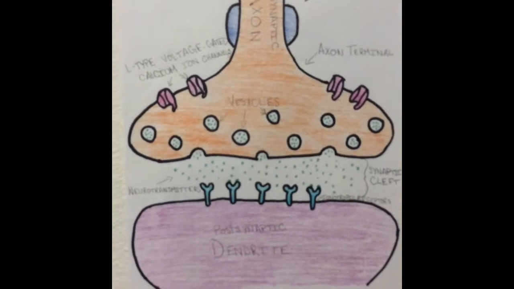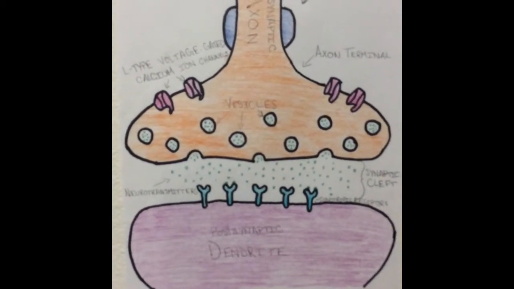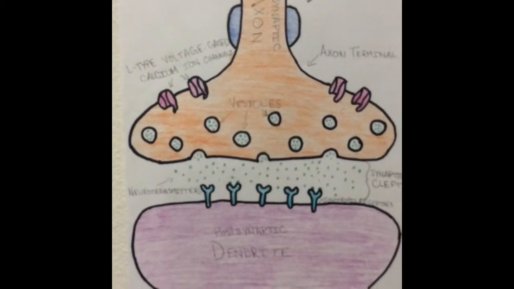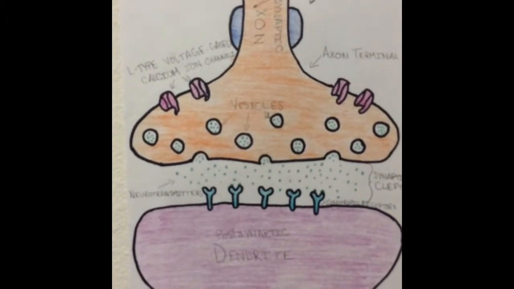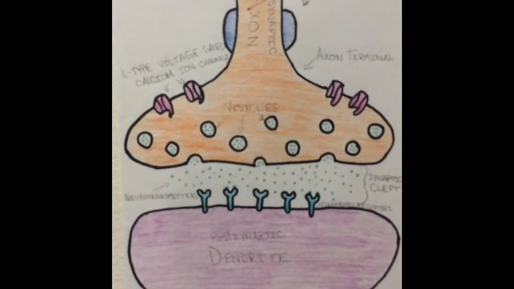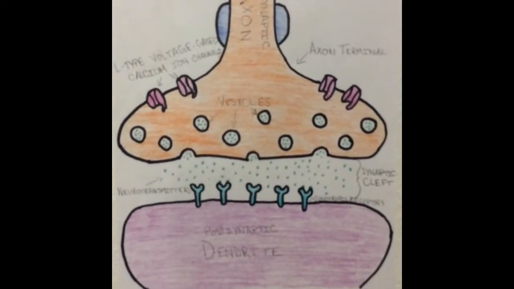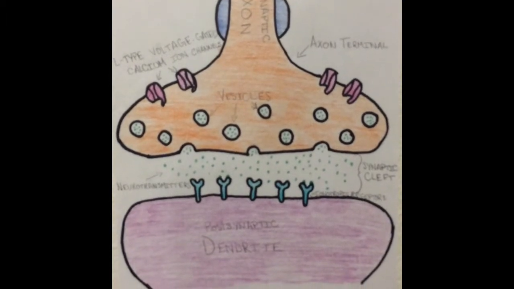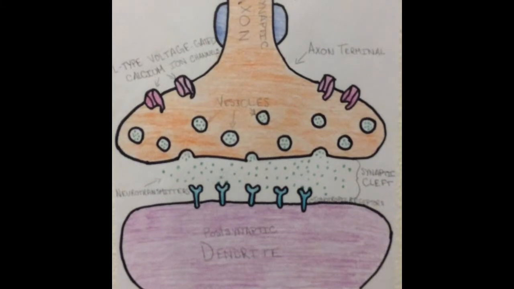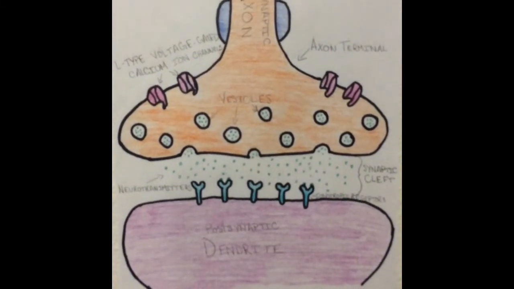This release of neurotransmitters has caused the presynaptic neuron to become inhibitory, or relaxed, and the postsynaptic neuron to become excitatory, or ready to begin an action potential. At this point, the neurotransmitters then bind to the ligand-gated ion channel, also known as ionotropic receptors, pictured in light blue, which allows the sodium ions to flow through into the receiving neuron.